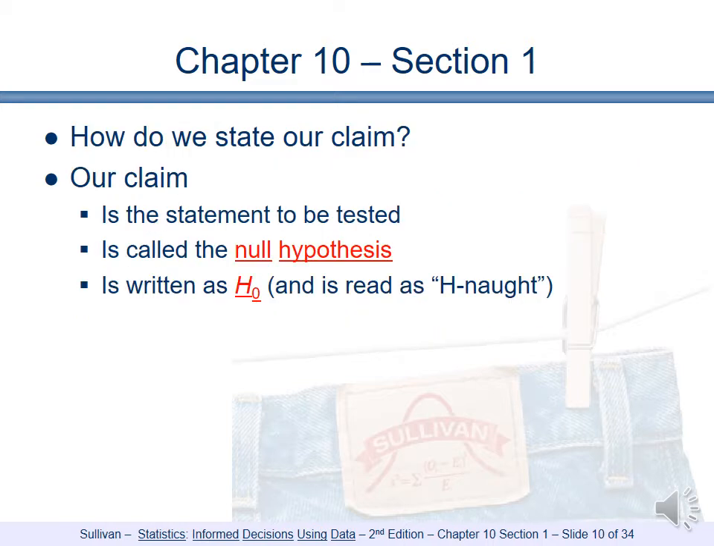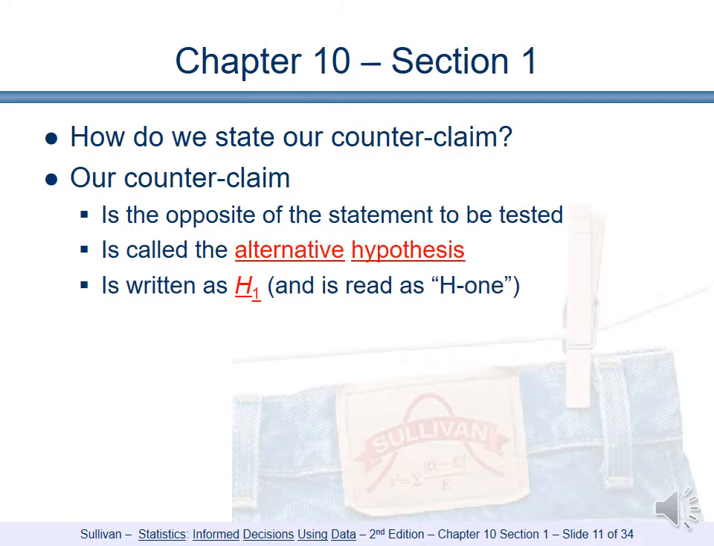How do we state our claim? Well, our claim is the statement to be tested. It's called the null hypothesis, and it's written H sub 0, is how I say it, not H sub naught, which is how others say it, H sub 0 or H naught. How do we state our counterclaim? Remember in geometry when we had examples, then we had counterexamples. Counterexamples were the opposite of what we were claiming. Well, our counterclaim is the opposite of the statement to be tested. It's called the alternative hypothesis, or H sub 1.